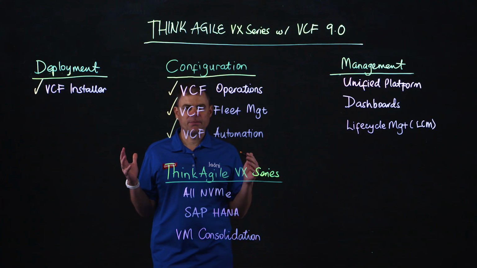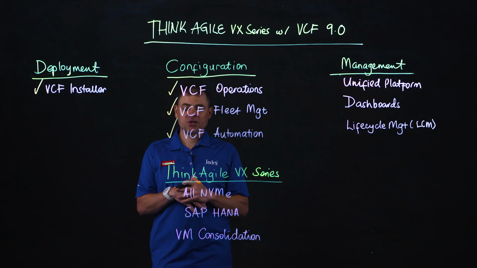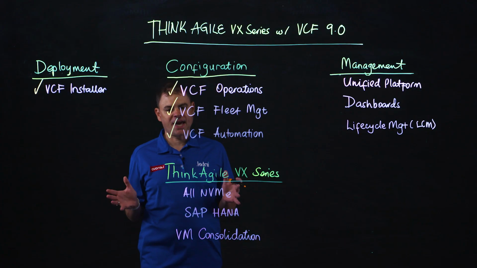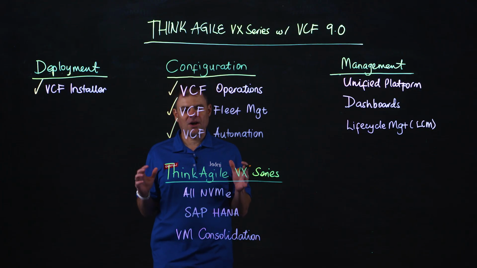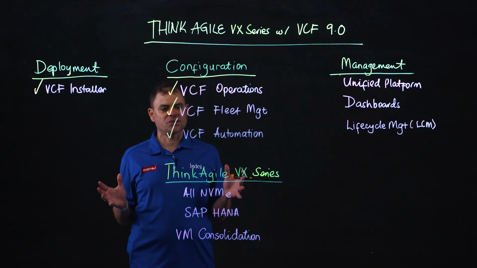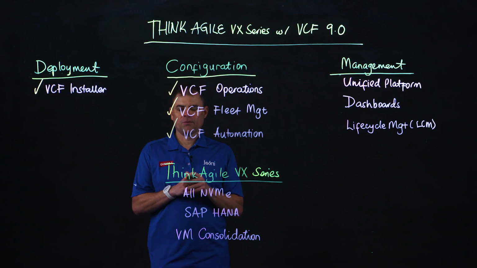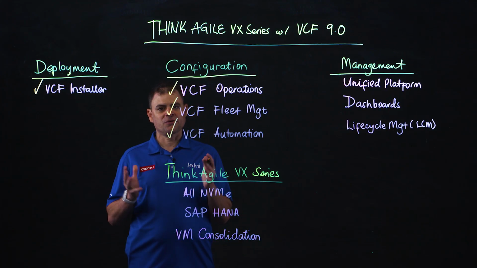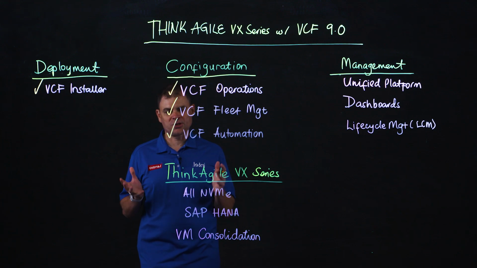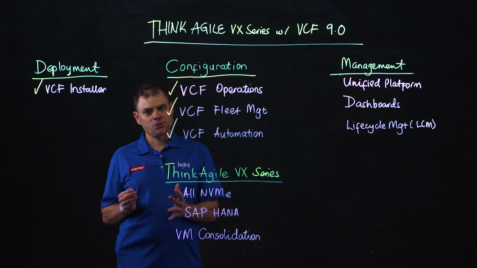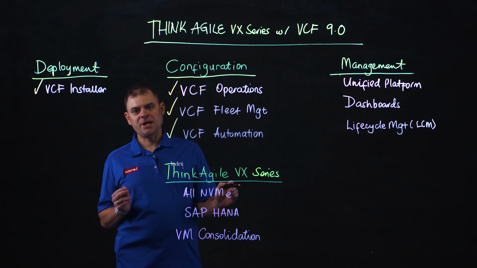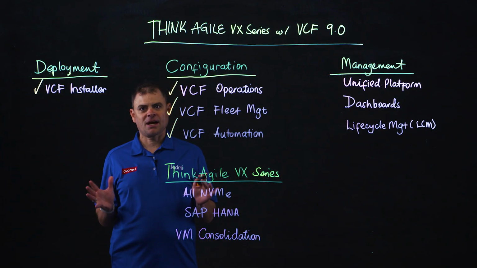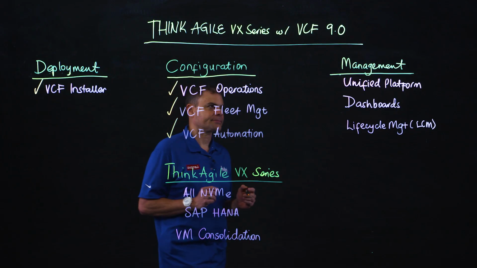Also, VCF automation. So automation can do many things. We could probably spend an entire Lightboard talking about just that, but just think of it as your way to automate all of these various tasks that you may need to do. One example would be your various application owners out there, developers that you're providing resources to. If they need these resources, you're going to be able to use VCF automation to spin those up for them and make them available in much less time and much less work.